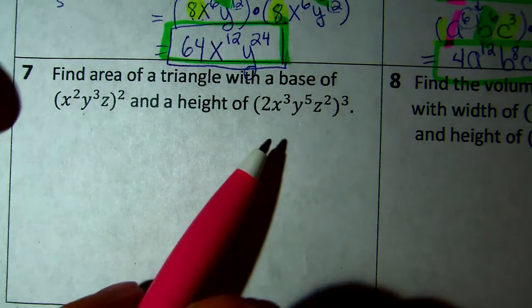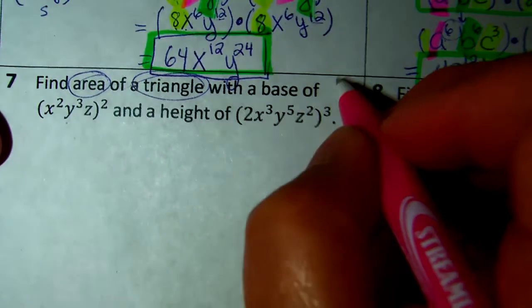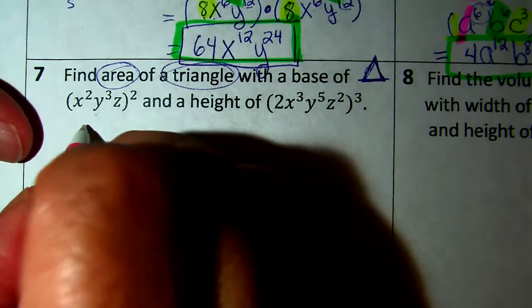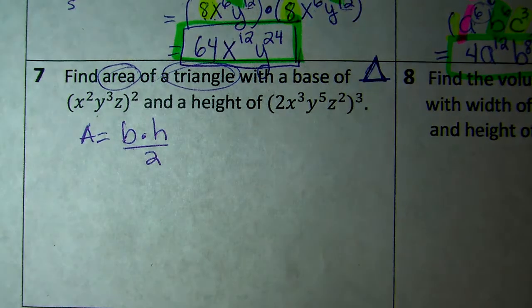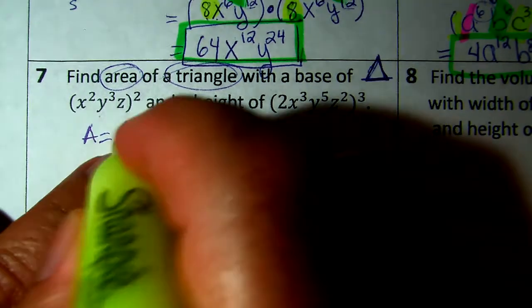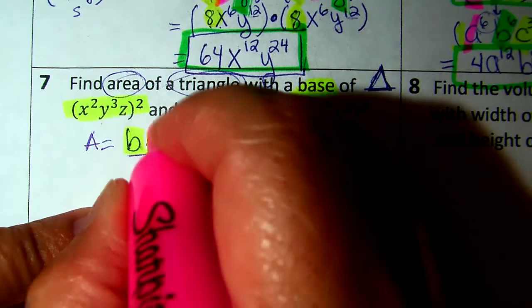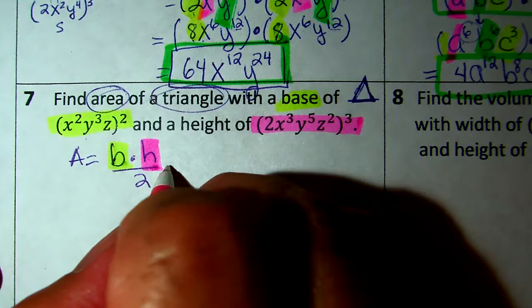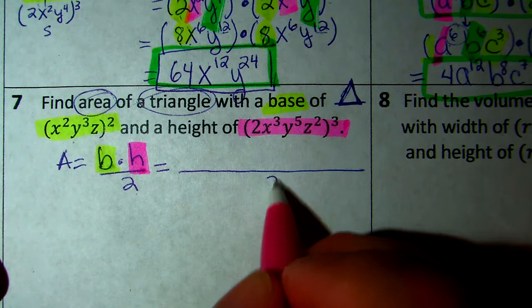These are the applied problems using the laws of exponents. Area of a triangle. Okay, so now we're talking about a triangle. And how do we find the area of a triangle? Area equals base times height divided by 2. So now, do we have an expression for the base? Yes, it's this one right here. Do we have an expression for the height? Yes, it's this one right here. So we're gonna write them right here. And then of course, everything divided by 2.